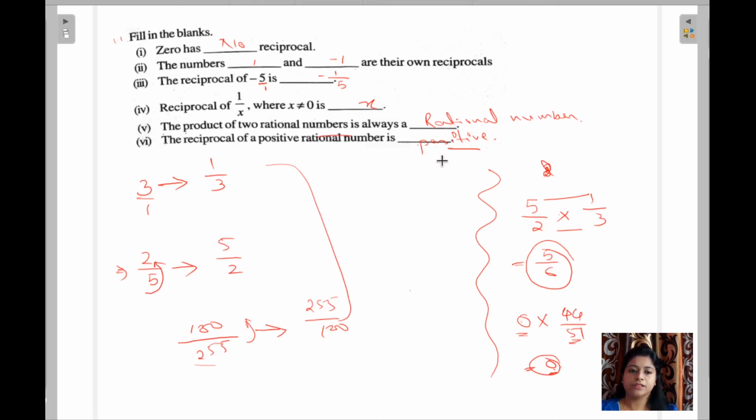So here we have discussed exercise 1.1 thoroughly. So today we will end our class here only.